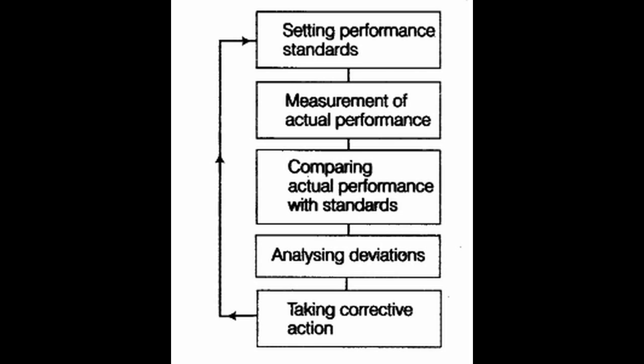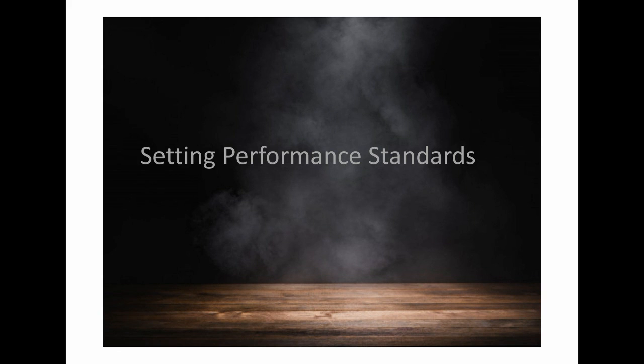So we'll go on to the first one, that is setting performance standards. When coming to the controlling process, the first step is setting performance standards. So what happens here in setting performance standards? Standards can be said to be the criteria against which actual performance would be measured.